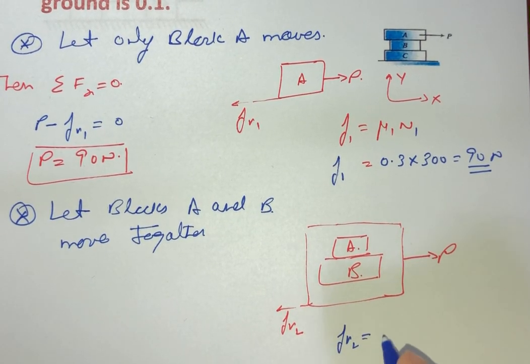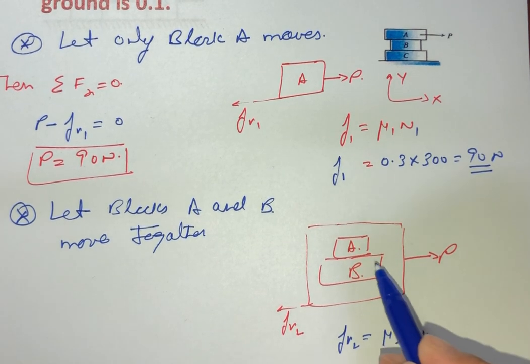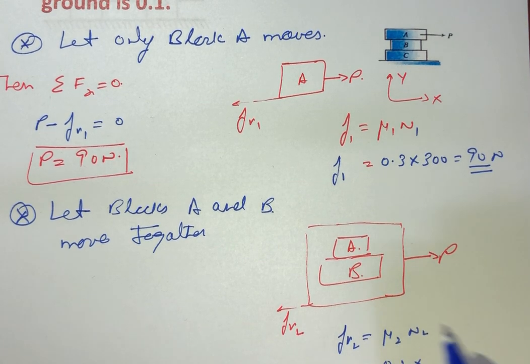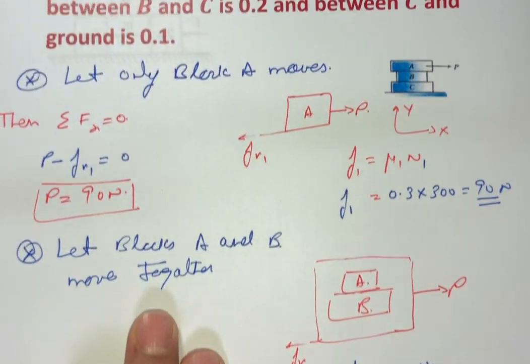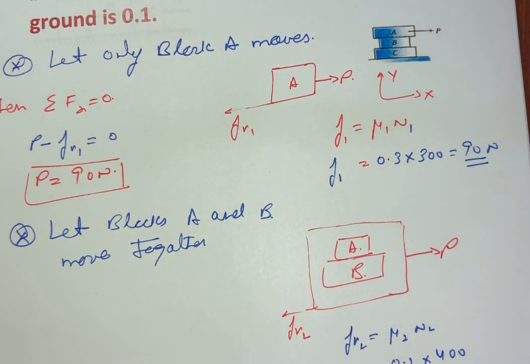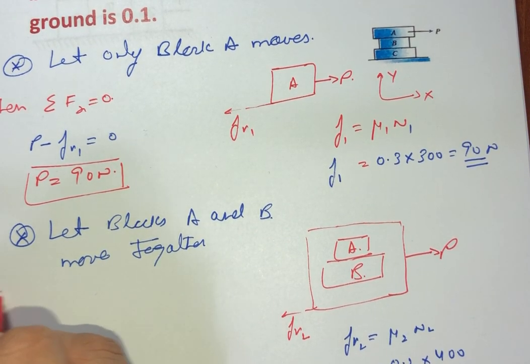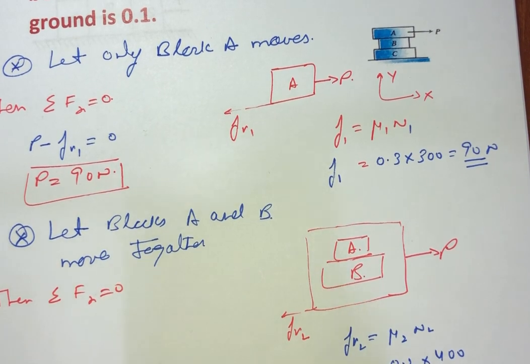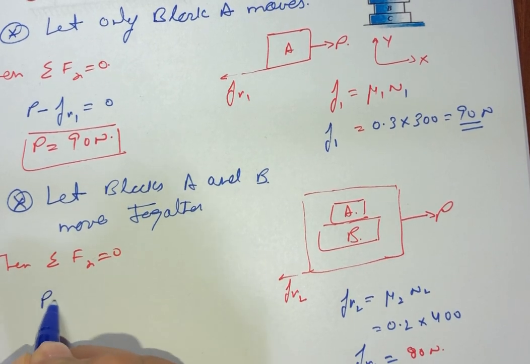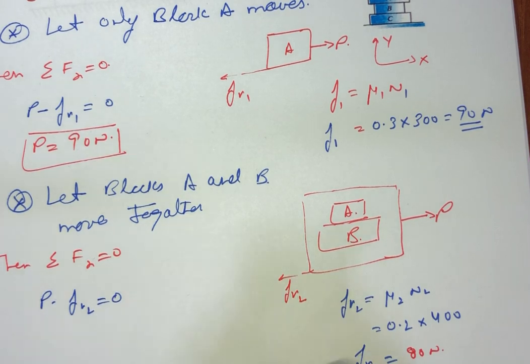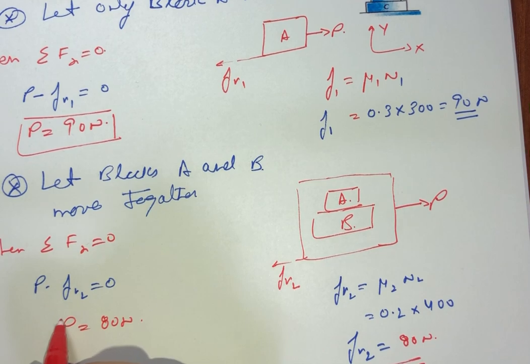So Fr2 will be equal to mu2 into N2, and the value of mu2 is 0.2 multiplied by A is 300 and B is 100. So this will be 400. So we get our Fr2 is equal to 80. So once again, the summation in horizontal will be equal to 0. Then summation of all the forces in X will be 0, and we can say P minus Fr2 is 0. Fr2 is 80 Newton, so we can say P is equal to 80 Newton. So this is our case 2.